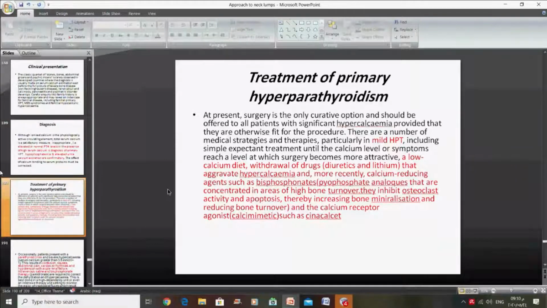Treatment: surgery is the only curative option and should be offered to all patients with significant hypercalcemia. In mild hyperparathyroidism, there are a number of medical strategies and therapies, including simple expectant treatment until the calcium levels or symptoms reach a level at which surgery becomes more attractive.